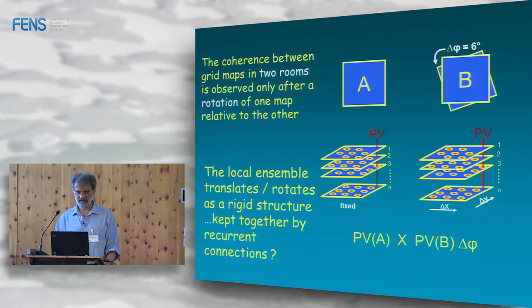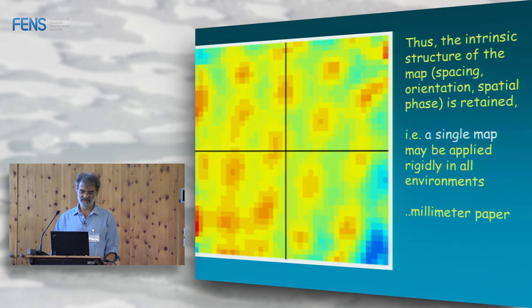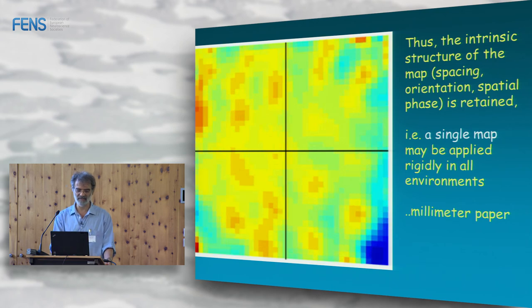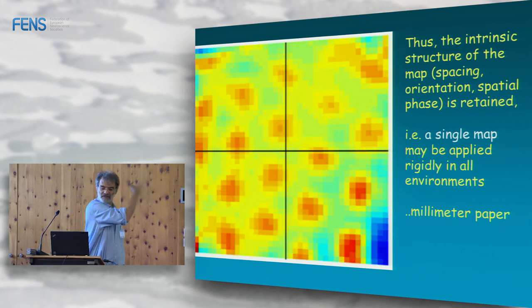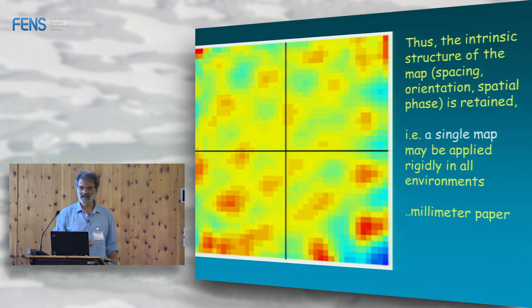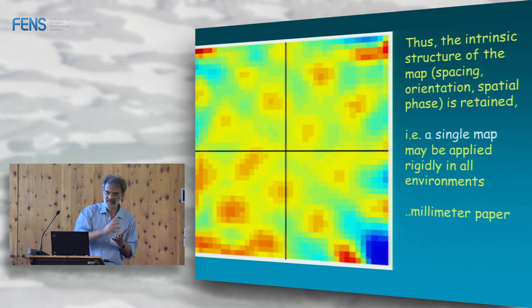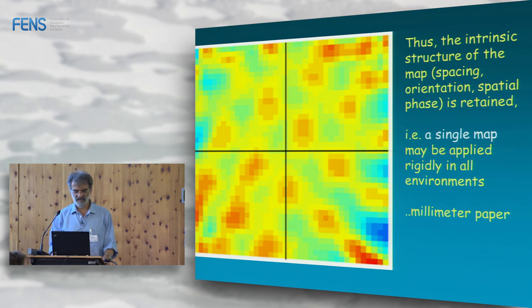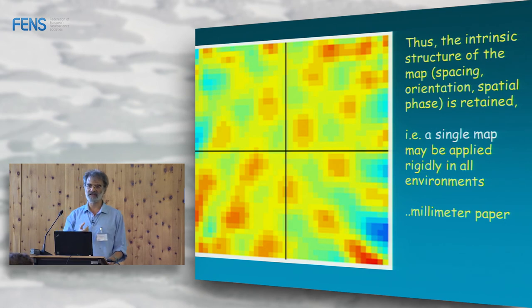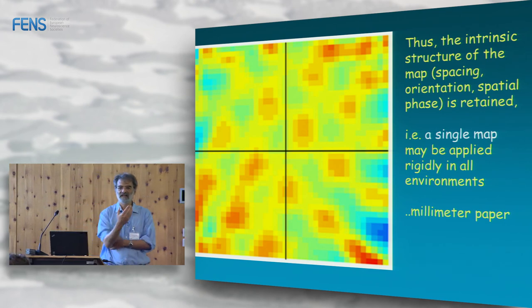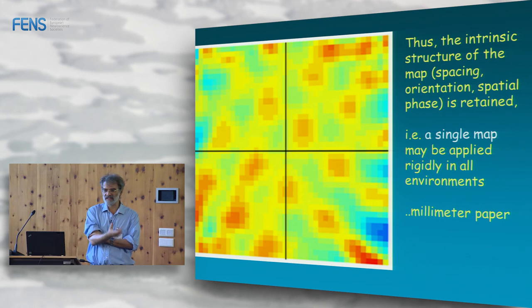by recurrent connections. This is a kind of quasi-movie that Torkel produced some time ago that shows that if you try all different rotations, there is one at which you see the grid structure well. That means that there is a rotation at which the population coherence shows up. So this idea of grid units as providing this kind of rigid metric of space.